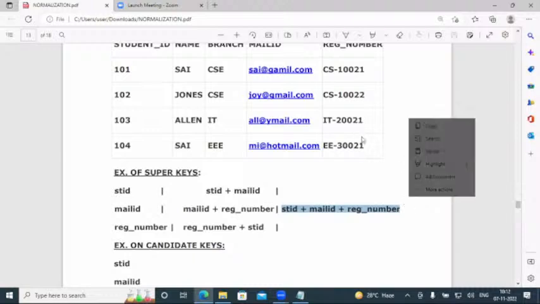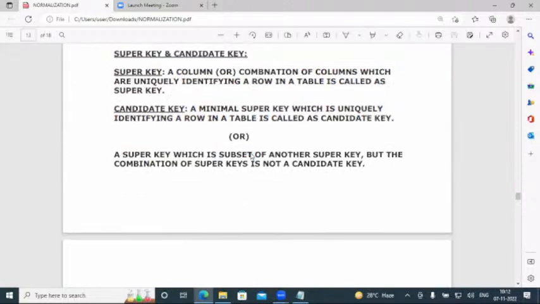And to identify your super key columns in your table, either individually we can find out, or any combination. But if the individual or combination shows each row with uniqueness, then it is called a super key column. Understand now? Next, what is a candidate key?